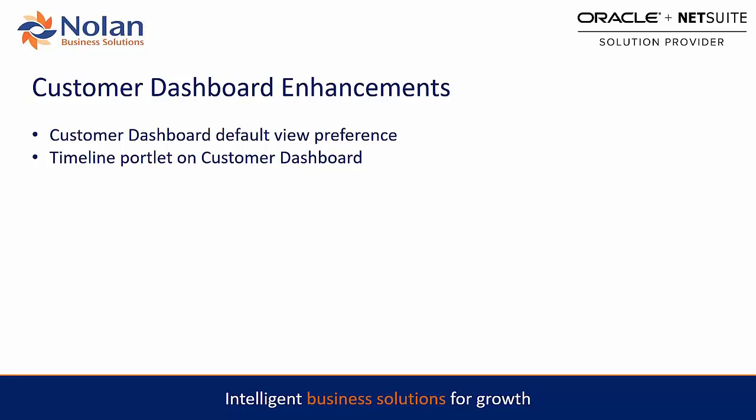So I suppose the first thing I want to talk about is the enhancements to the customer dashboard. So in 2017.1, there have been a number of functional and visual enhancements made to the dashboard. Most prominent of all is the timeline portlet that gives you a really nice overview of all of the customer's activity in chronological order, which is really nice. We've also got the option to default the view to the customer dashboard as well.